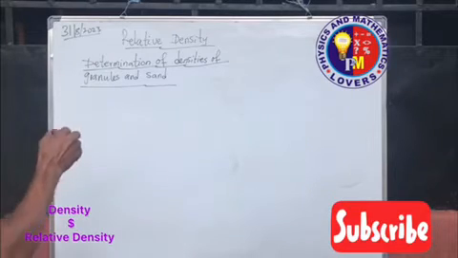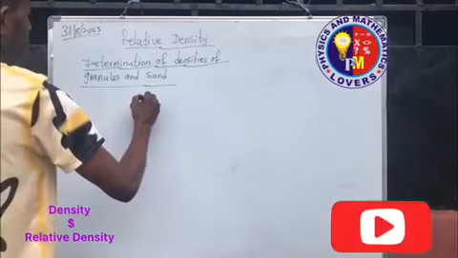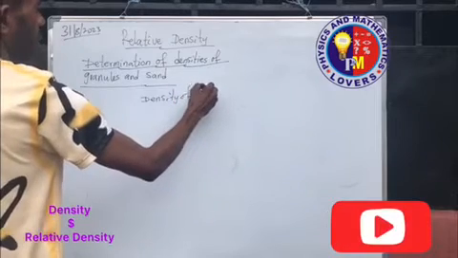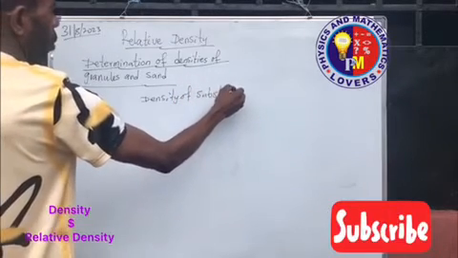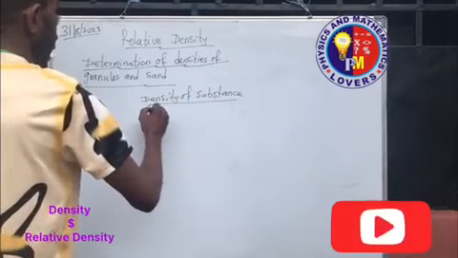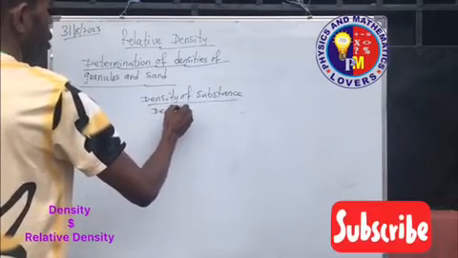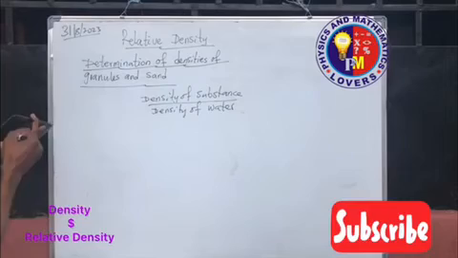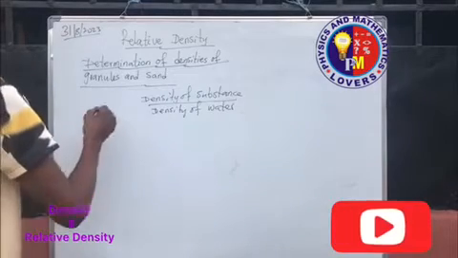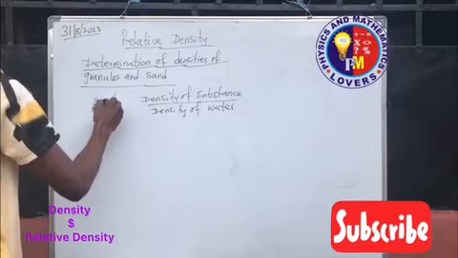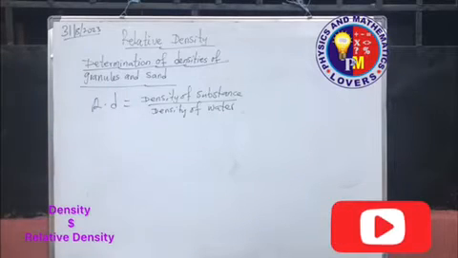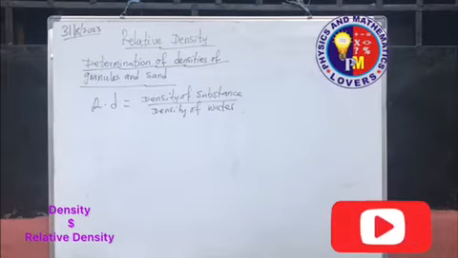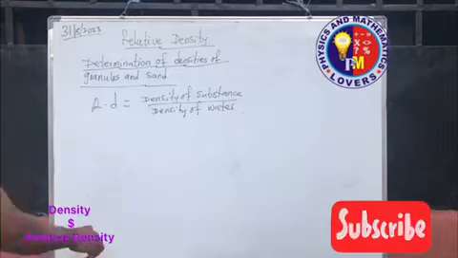Relative density of any substance is the ratio of the density of that substance to the density of water. That is to say, density of substance all over density of water. Another name for relative density is specific gravity. So when some textbooks call it specific gravity, you don't need to be confused. It's also talking about relative density.